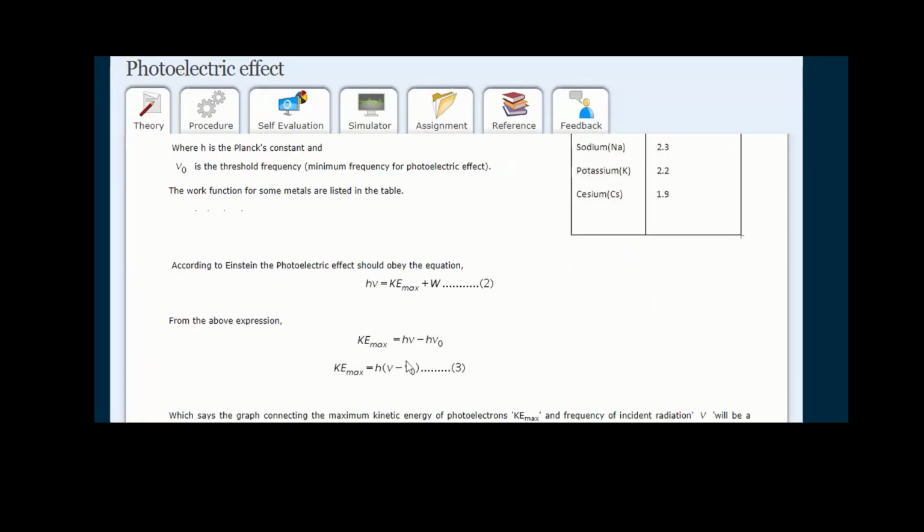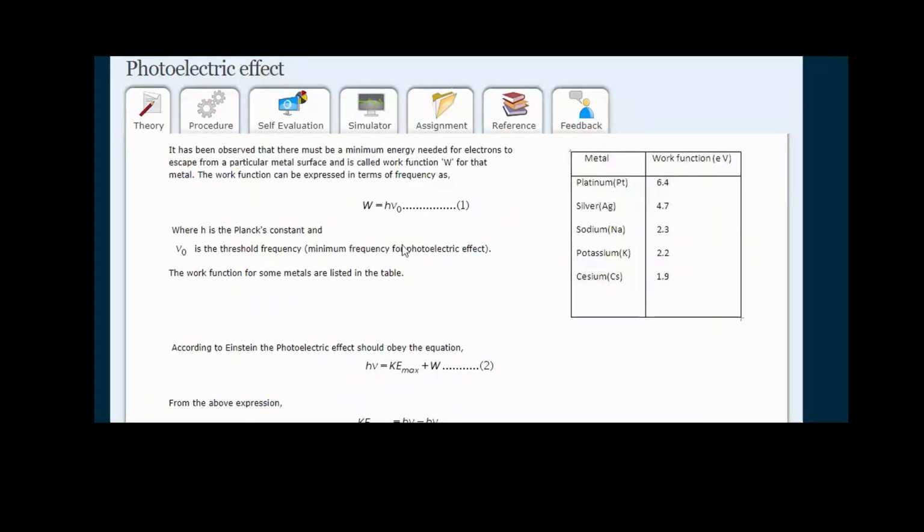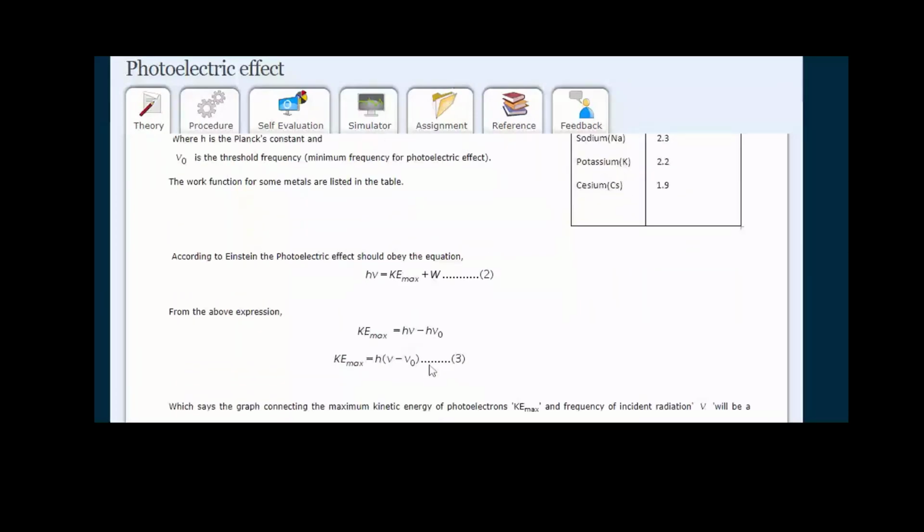From this expression, when we put W equal to h nu naught, you can see the maximum kinetic energy becomes equal to h nu minus h nu naught. So as you increase the frequency, from this equation you can see the kinetic energy will increase. That means the electrons which are coming have high kinetic energy.